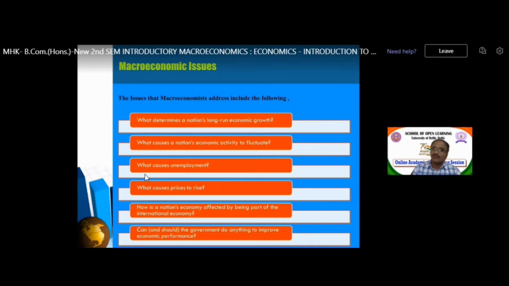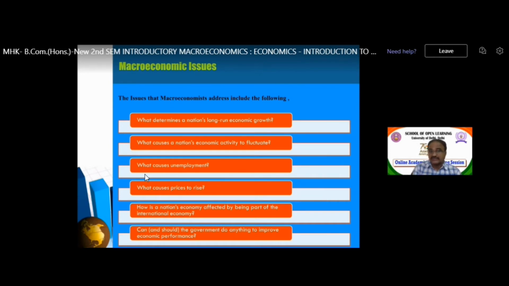Second is, what causes a nation's economic activity to fluctuate? Each and every economic activity fluctuates. Growth, unemployment, the growth of the sectors, agriculture, industry, service sector, sometimes increasing, sometimes decreasing. So a nation's economic growth fluctuates. Why do these fluctuations take place?